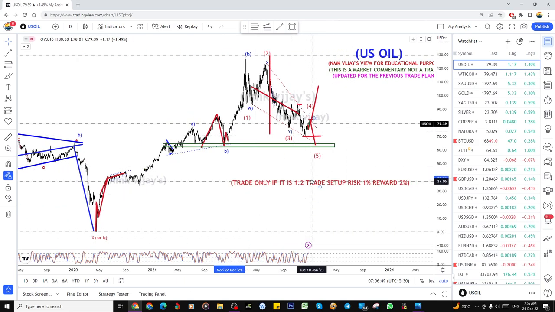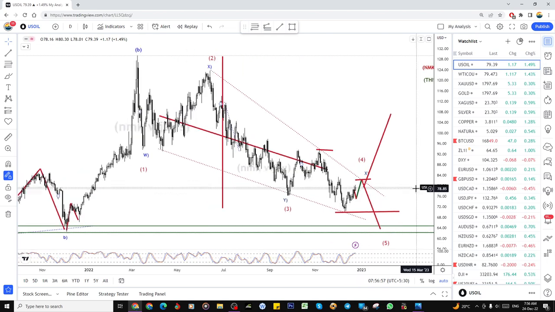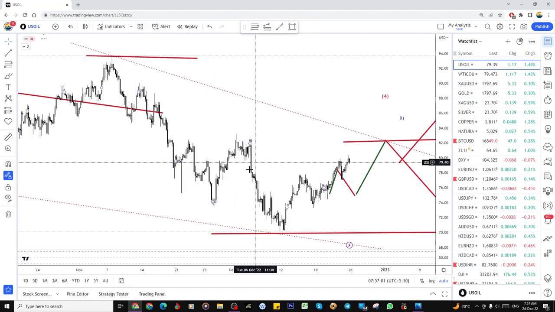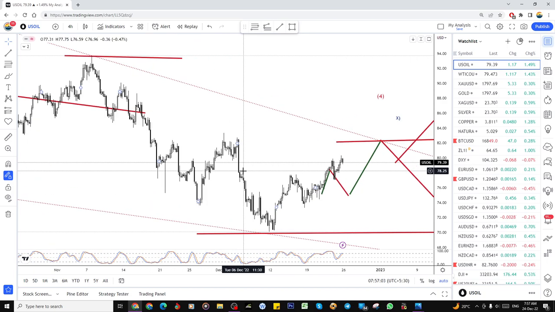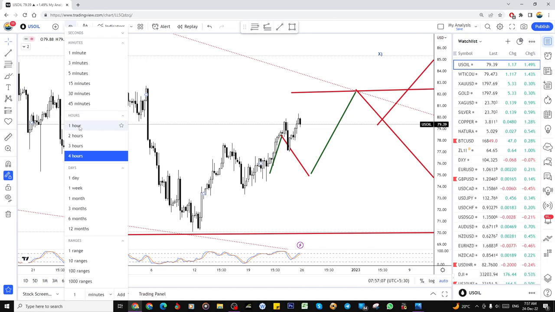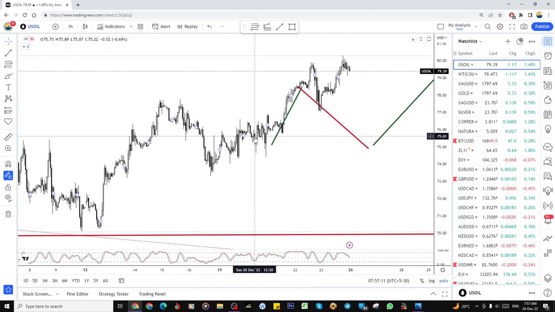Look at this. For each and every trade setup I mention this. Then only you need to trade. Otherwise you don't trade until 1:2. If you are not getting any 1:2, don't trade. So yesterday I took a small position here because I need the bigger reward.